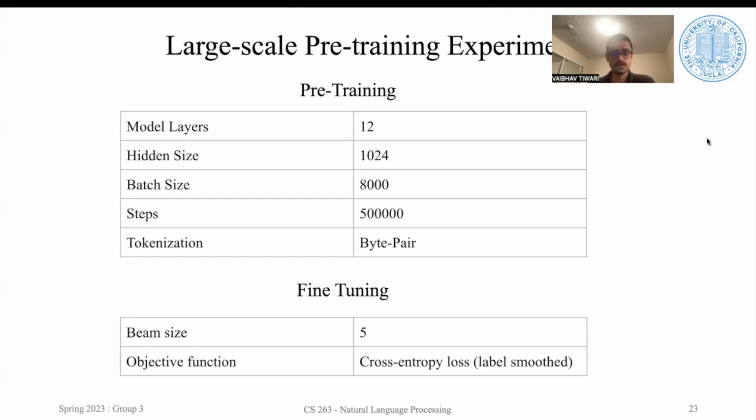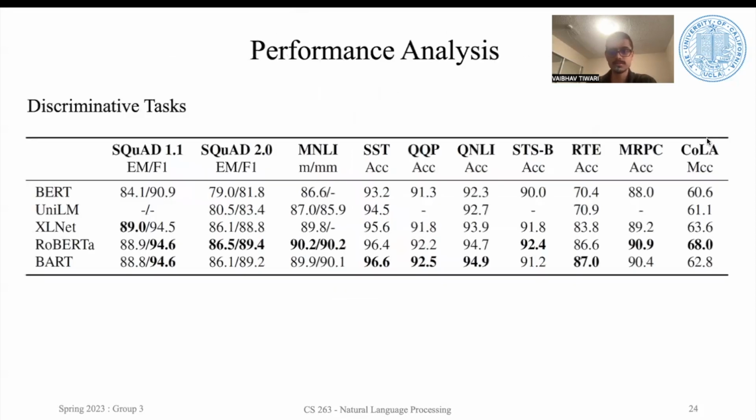For the fine-tuning, BART is fine-tuned as a standard sequence-to-sequence model. During fine-tuning, a label smoothed cross-entropy loss function was used with a smoothing parameter of 0.1. During generation, a beam size of 5 was used and duplicated trigrams were removed. The output was tuned with min length, max length, and length penalty on the validation set. Now moving on to the performance analysis.